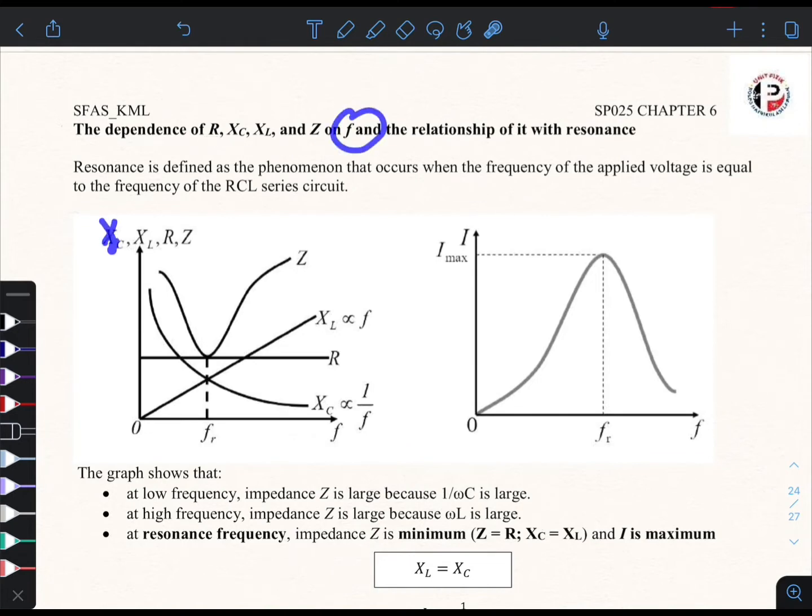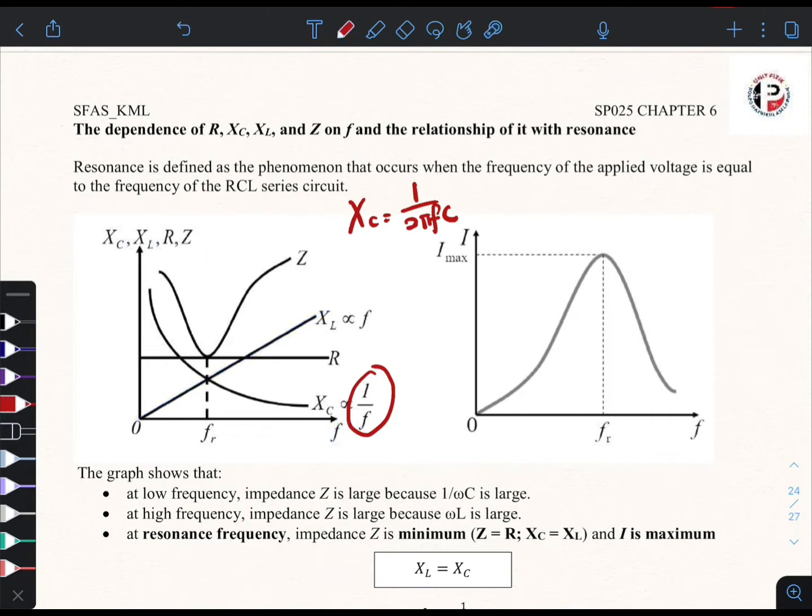So kita ada XC dan juga frequency. Relationship dia kita dah tengok when we look at the capacitive circuit. We have an inversely proportional relationship sebab XC sama dengan 1 over 2 pi F C, where XC is inversely proportional to the frequency. And then when we look at the inductive reactance, dependence dengan frequency adalah directly proportional.